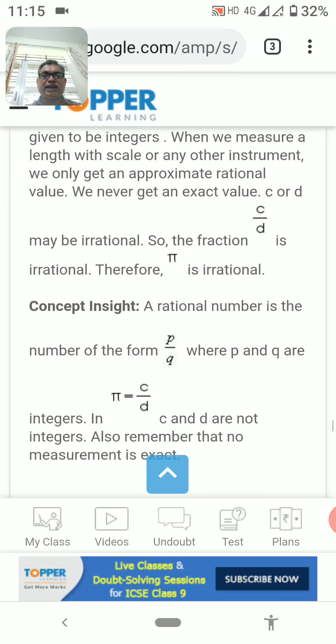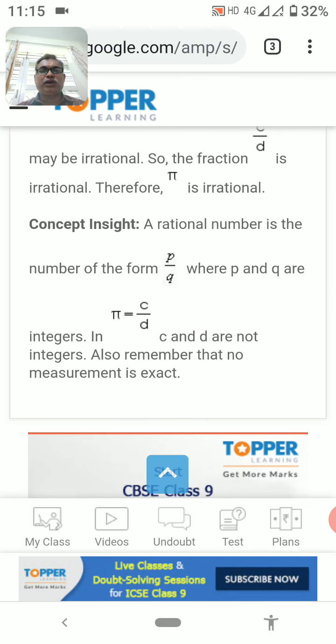So you can understand this. Pi is not equal to p by q, it is c by d, where c and d are not integers. And also remember that no measurement is exact. It means we cannot measure exactly what the circumference is, and we cannot measure exactly what the diameter is. So that's why they are not integers.